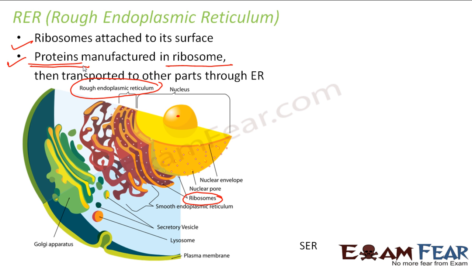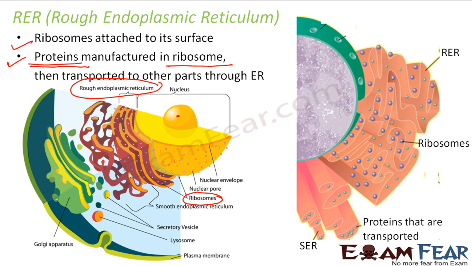So that means these ribosomes are attached on the surface of rough endoplasmic reticulum. Now these ribosomes will produce proteins, and these proteins will be carried to other parts of the cell through the endoplasmic reticulum. So these proteins will again be carried out to other parts with the help of smooth endoplasmic reticulum. Here you can see this is the rough endoplasmic reticulum. It has got ribosomes, these blue colored structures, they are known as ribosomes. Now these ribosomes will produce proteins.